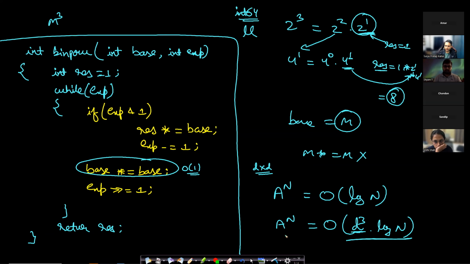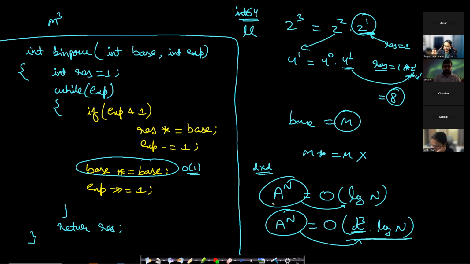So finding a to the power n in matrix exponentiation is order of d cube log n. In binary exponentiation, it is order of log n. Matrix exponentiation and binary exponentiation are the same thing, but in matrix exponentiation, it is binary exponentiation plus matrix multiplication. So binary exponentiation is done in combination with matrix multiply. That's all.